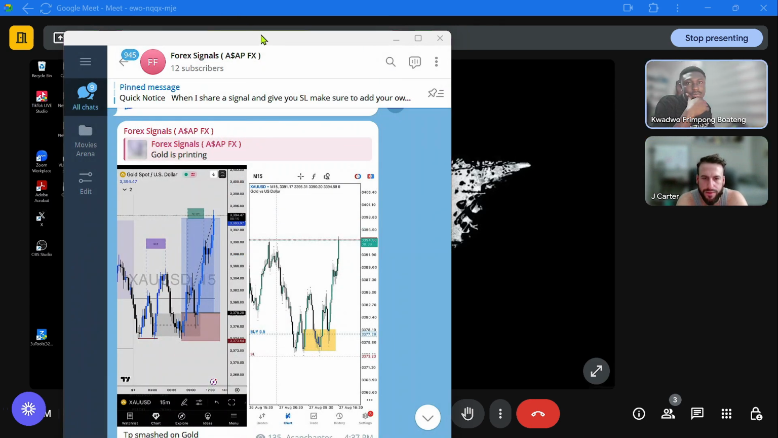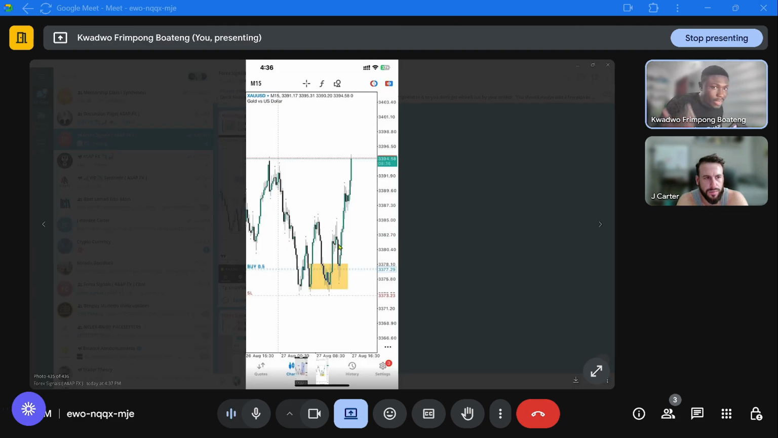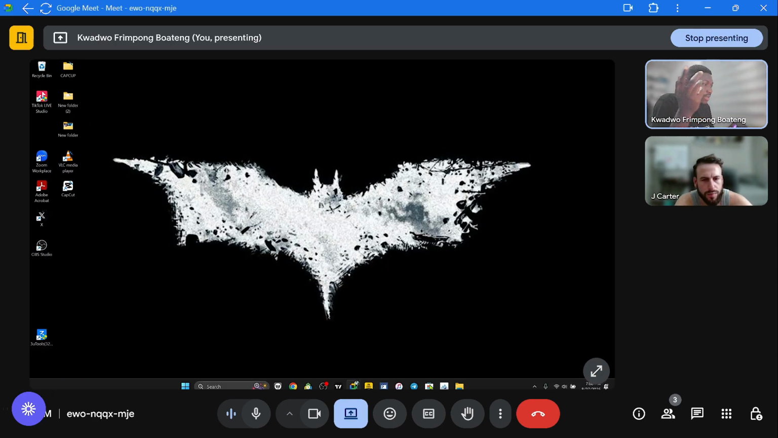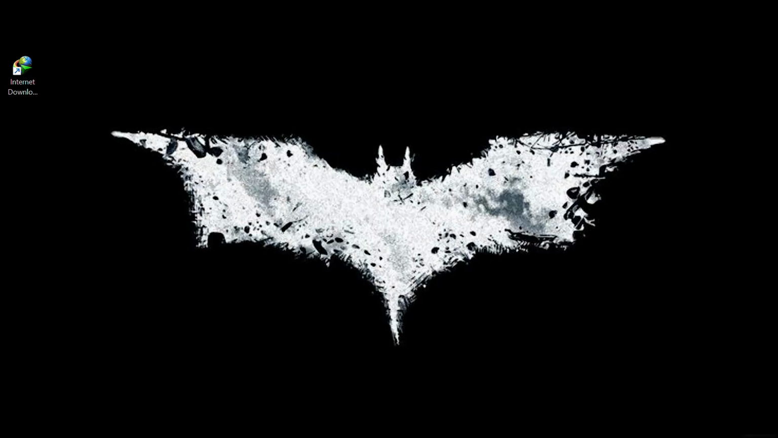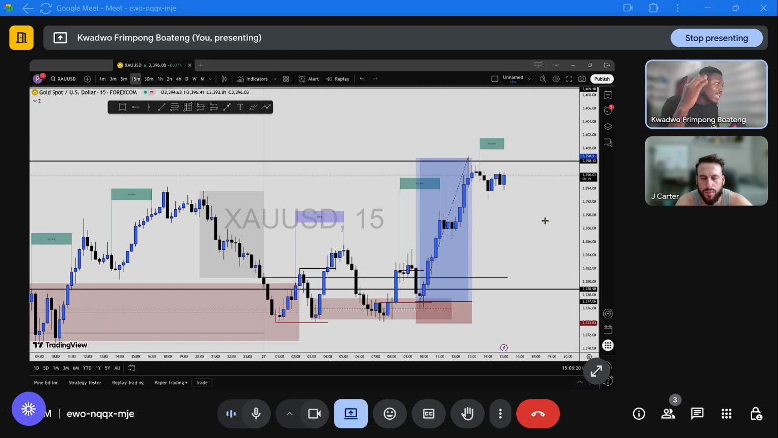So as you can see, we smashed some gold, and that was beautiful. So that's it. You keep it simple. Identify your daily bias, then power of 3, and then you take your continuation setup at the right time of day, during your New York Q zone. Very, very simple.